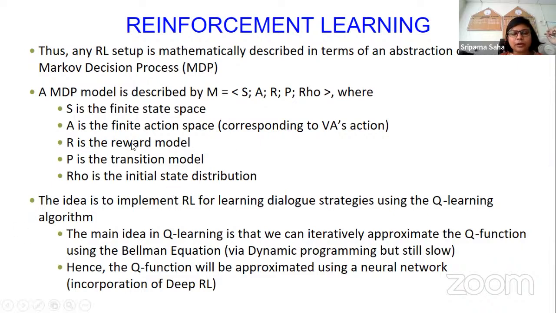So this is the overall Markov decision process. We have a set of states, we have a set of actions. R is the reward model, P is the transition model, and rho is the initial state distribution. And basically there is a Q function. This Q function is a function of S and A, and it measures the quality of a particular action in a particular state.